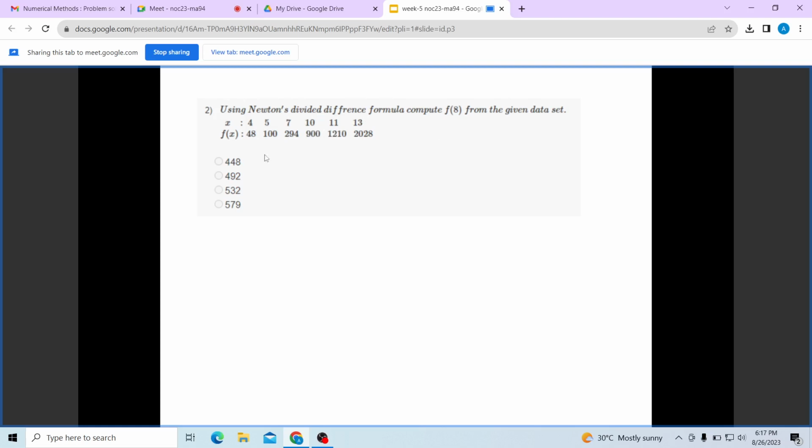So using this data set, you have to compute the value of f of x at x is equal to 8. Find it: is it 448 or 492 or 532 or 579? Please calculate it and tell me what is the value of f of x using Newton's divided difference formula.